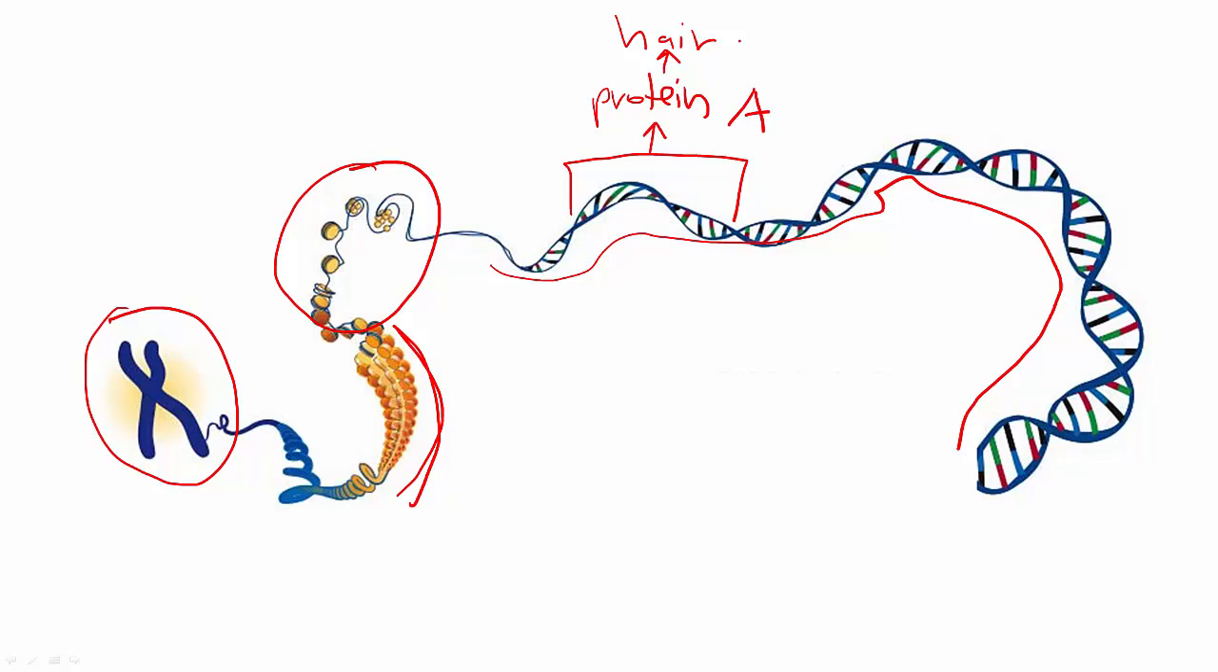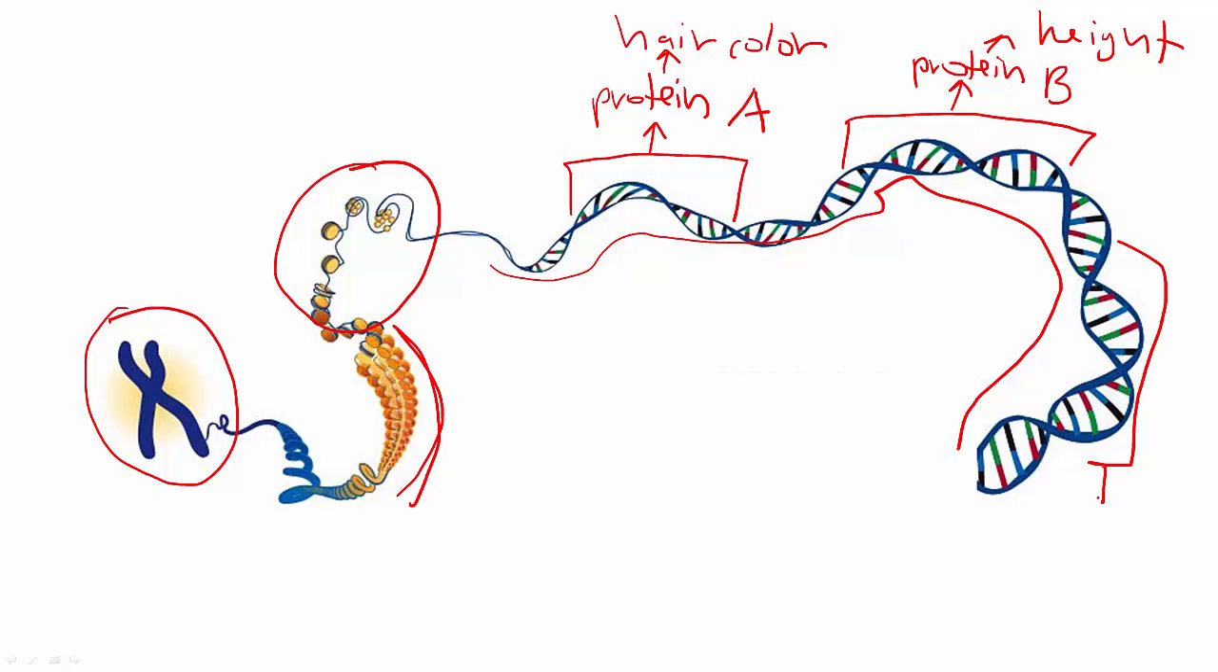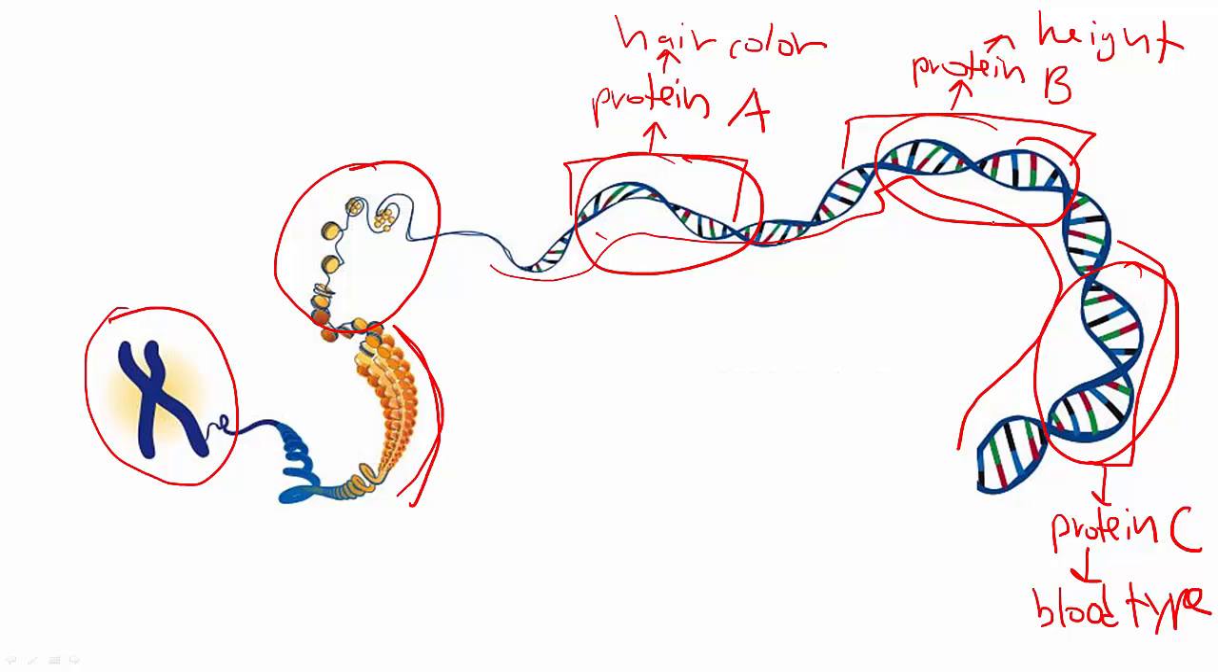And then this section here is the blueprint for another protein. And of course, just like protein A, this protein B is also functional. And let's say it determines your height. And then let's just say this section here is a blueprint for protein C. And this determines, let's just say, blood type. Okay. So basically, these DNA sequences that are the blueprint for functional proteins are called genes.